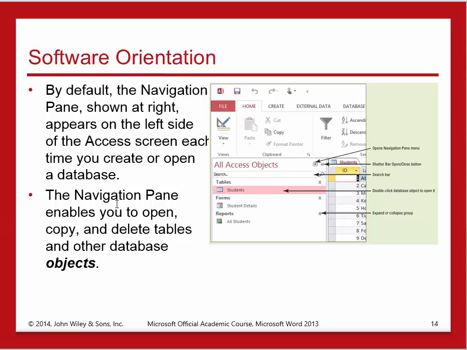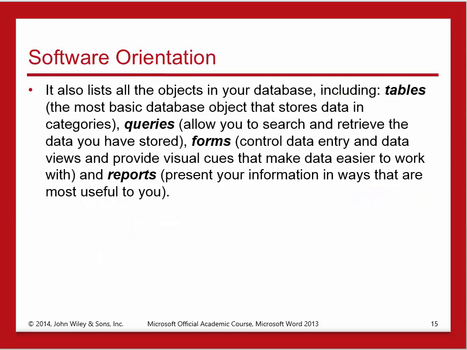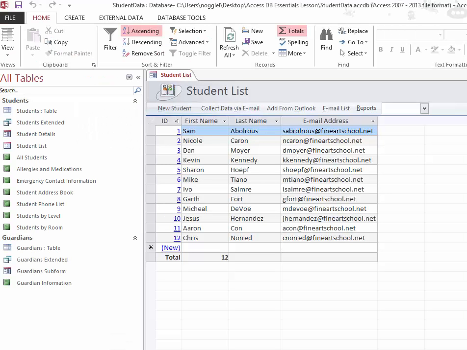To begin with, in Access, when you open a new database, you will see your navigation pane on the right, and then in that navigation pane, you will see all of your objects that are in your database. If no objects are opened, the navigation pane is where you will be able to open them from. Your navigation pane includes all the objects in your database, including tables, queries, forms, and reports.